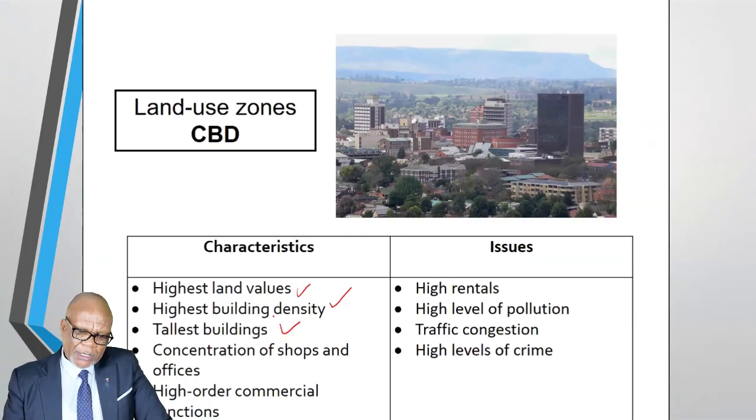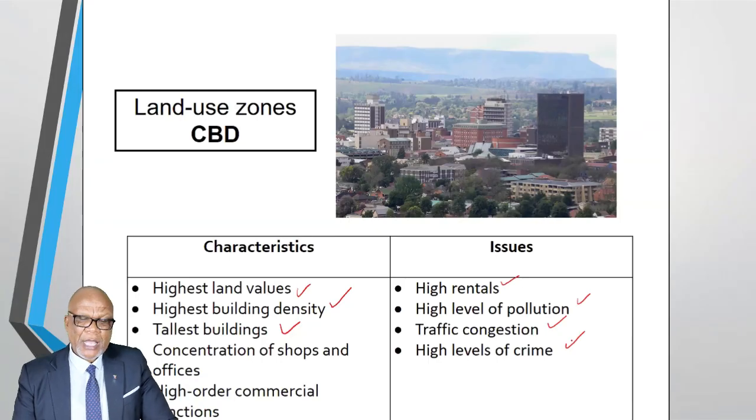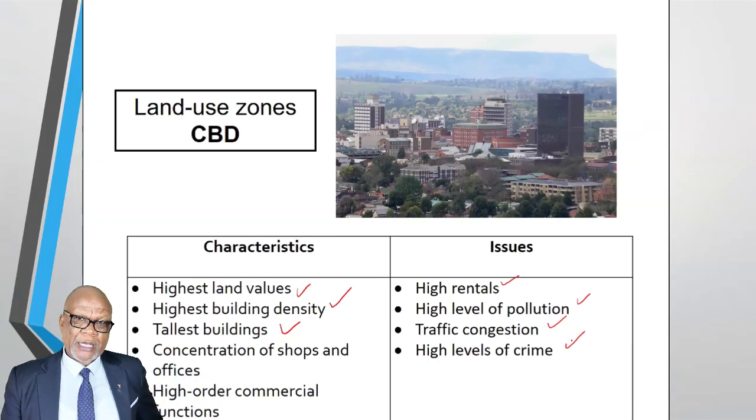And then what are the issues here? The issues are high rentals. The issues in the CBD are high levels of pollution, high levels of traffic congestion, and high levels of crime. Those are the issues that you find in the city center. And these issues are the ones that we call centrifugal forces.